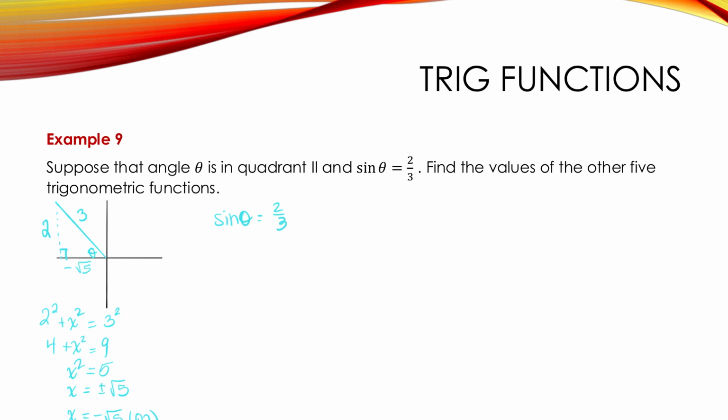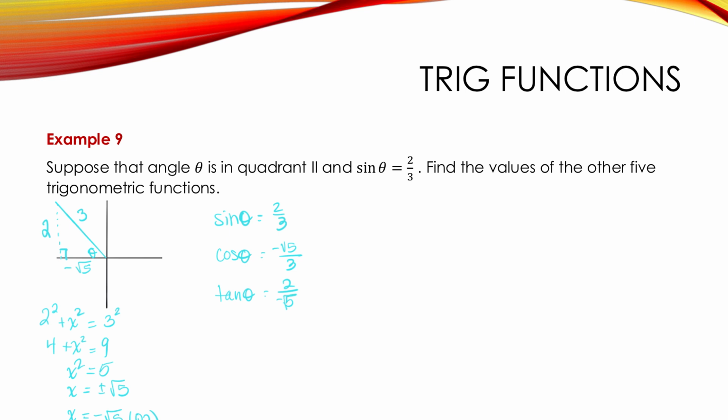And now that we know what adjacent is, all we're going to do is use opposites, adjacents, and hypotenuse and the reciprocals to help us find all of our trig functions. So we know sine is 2/3. Cosine is adjacent over hypotenuse, so negative root 5 over 3. Tangent theta is opposite over adjacent.